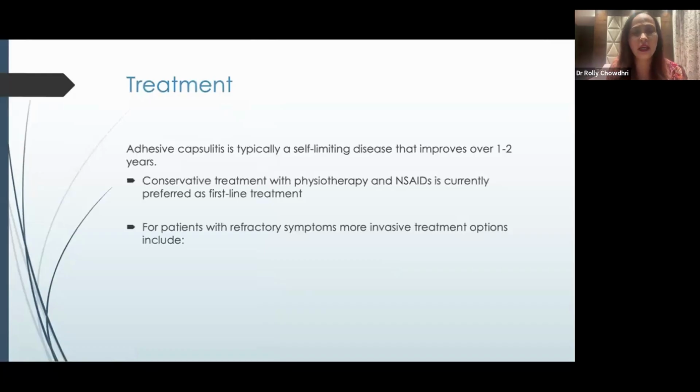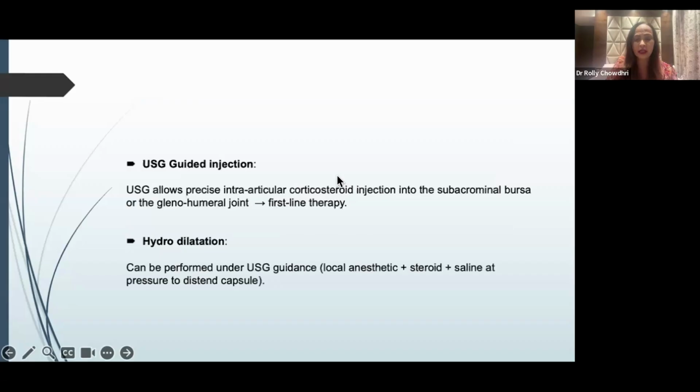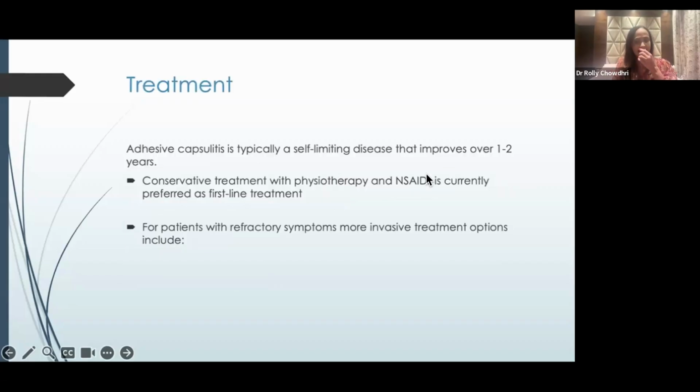Treatment we will discuss in detail by our very own Dr. Zubain, our shoulder specialist, our favorite. But I would say it's a self-limiting disease. It normally improves over a period of 2 years. So the initial line of treatment is conservative, non-surgical physical therapy, then oral NSAIDs, and then the patient is sent to the physiotherapy department.